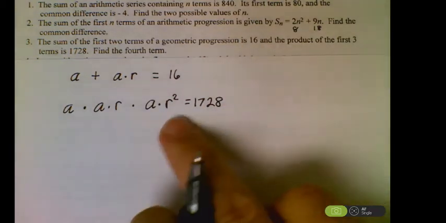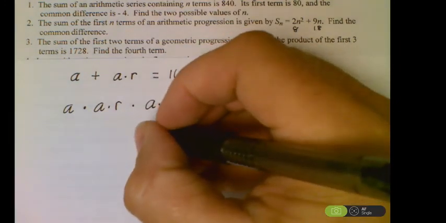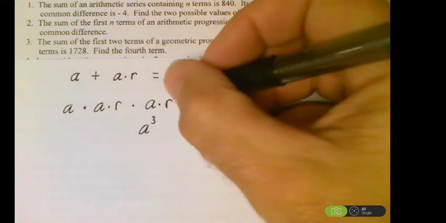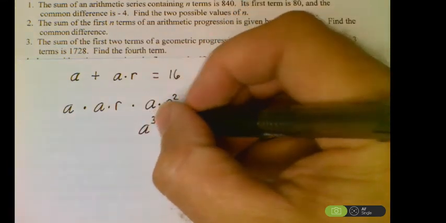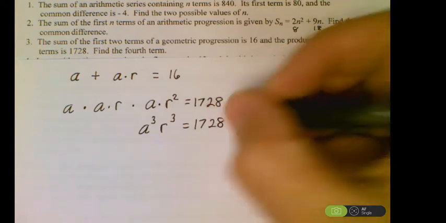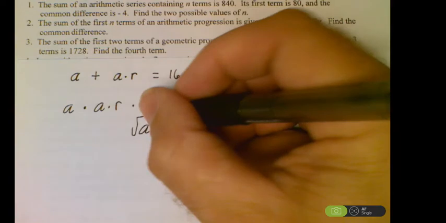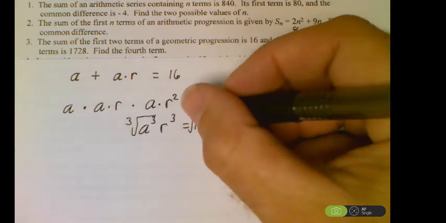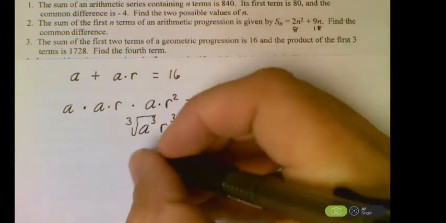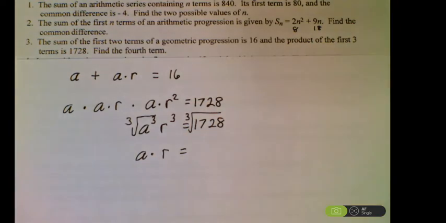So let's just do a little combining right here. I have a times a times a, which is a to the third. I have r times r squared, which is r to the third. So since that's a perfect cube, I can cube root both sides to clean things up a little bit. So now a times r is the cube root of 1728, which is 12.